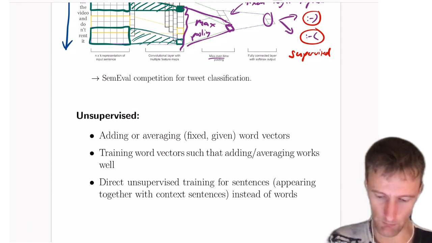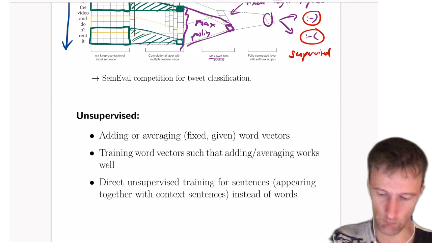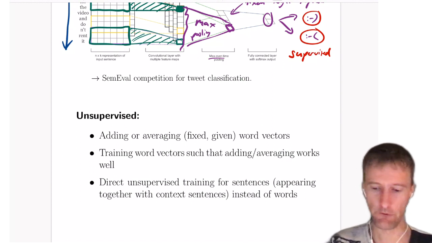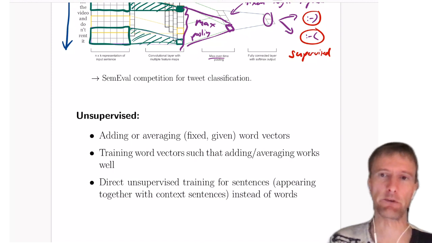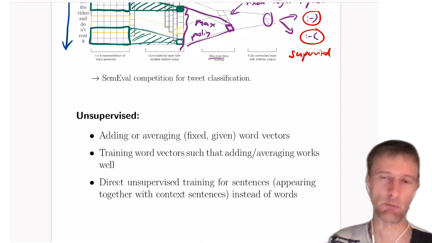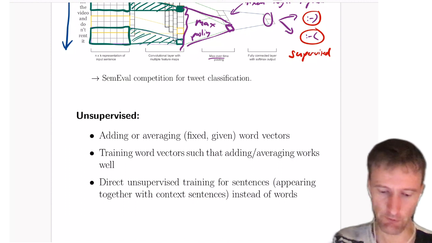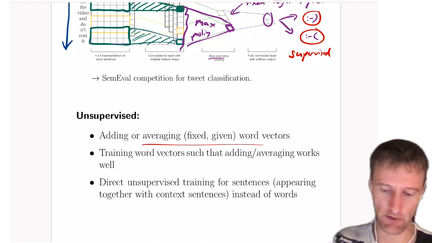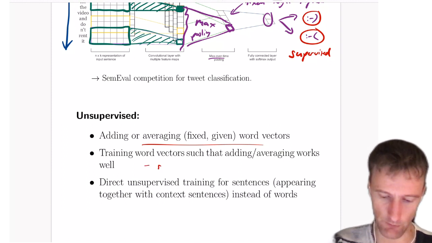So yeah, there are a few more things you can do. I won't go into detail here. So there are combinations of what we have discussed on how to take word vectors and build sentence vectors. The easiest way is just to average them. Another way is to train them such that they can be averaged. That's another thing we actually worked on.